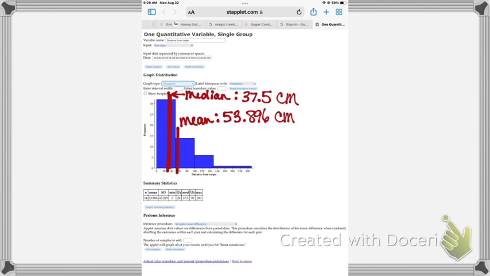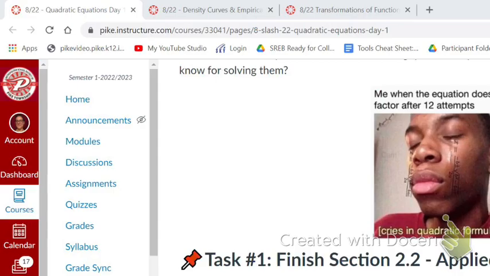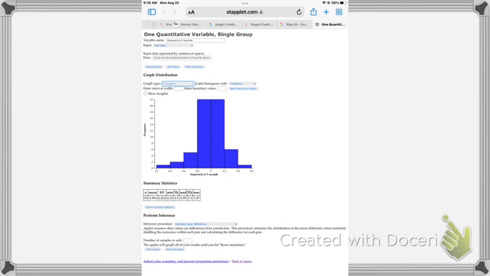While you guys are sketching that and marking your mean and median, I will get our next distribution up. All right. So our last one looks like this. There is our stopwatch.